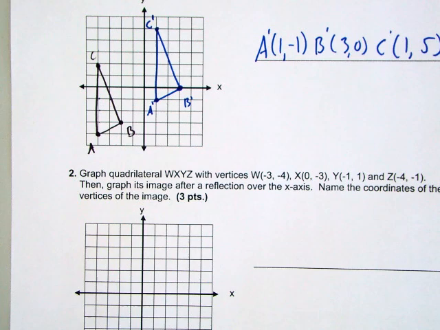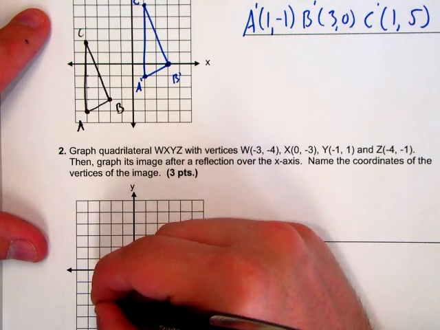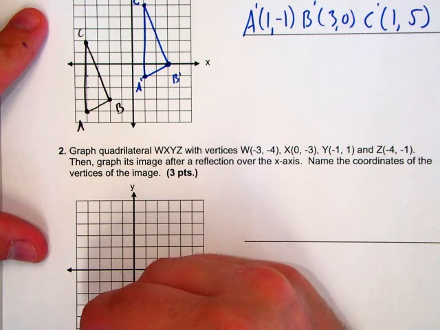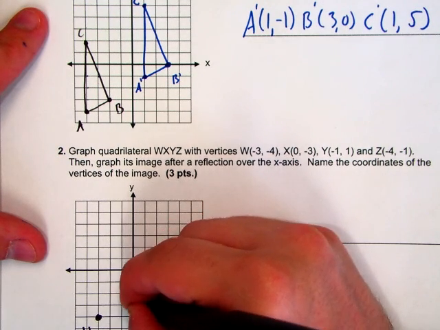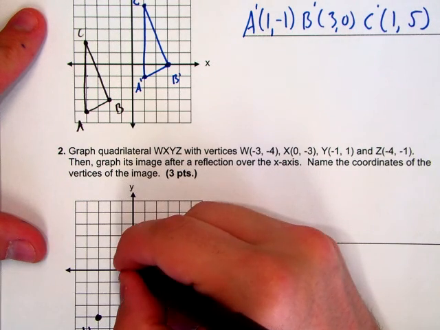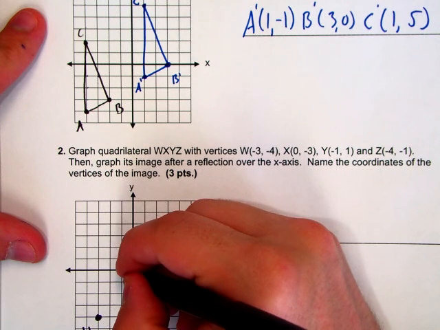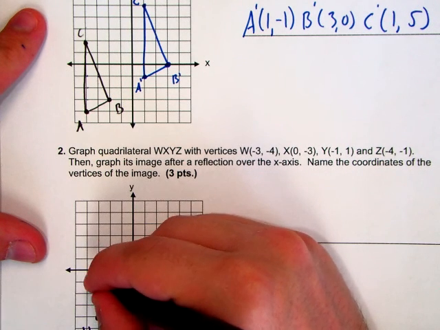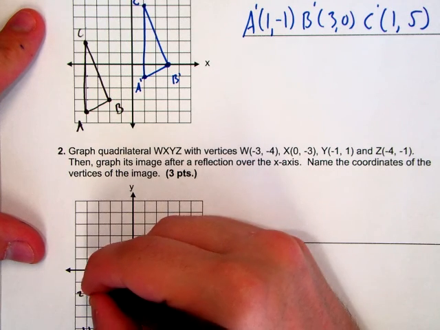Number 2, quadrilateral WXYZ, and then reflect over the x-axis. So W is at -3, -4. 1, 2, 3. 1, 2, 3, 4. Here's W. X is at 0, -3. So down 1, 2, 3. That's X. Y is at -1, 1. Here's Y. And Z is at -4, -1. So 1, 2, 3, 4, and -1. Here is Z. So here is my quadrilateral.